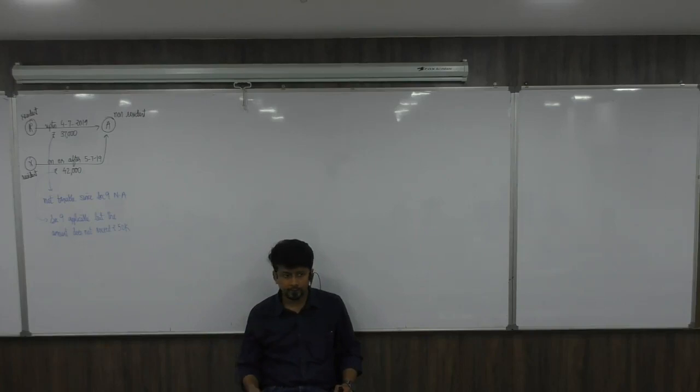Two new sections inserted: 80EEA and 80EEB. The section numbers are a bit irritating. One is a section where, if you take a housing loan, a loan for a house property, then the interest that you pay is allowed as a deduction under 80EEA. The important thing to discuss here is that under house property as a head of income, interest on loan is anyway allowed as a deduction under 24B.